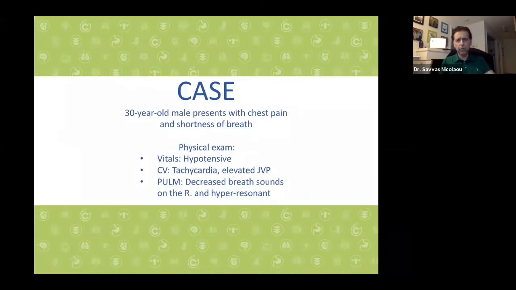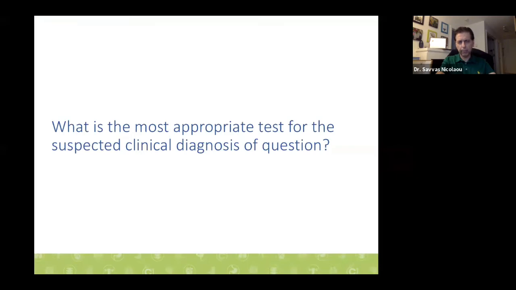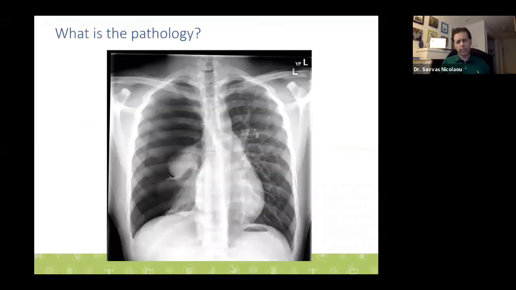Let's look at this example. 30-year-old male presents with chest pain, shortness of breath, vitals: hypertensive, tachycardia, elevated JVP, decreased breath sounds throughout, and hyperresonance on the right. What is the appropriate imaging test and the appropriate diagnosis?